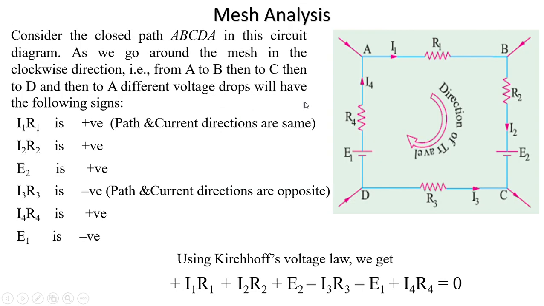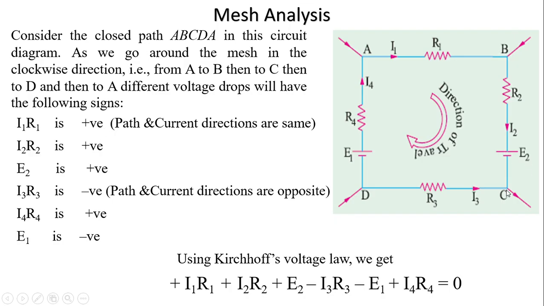Okay, consider the closed path A, B, C, D, A. So this is the closed path. Observe A to B. When you're going from A to B, the current direction is also the same, so give positive sign. B to C, your path direction is B to C, so the current direction is also the same, positive. Now when you're going from B to C, the first terminal you come across is positive, so positive to negative is positive.